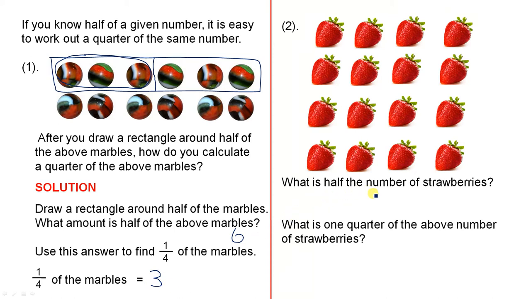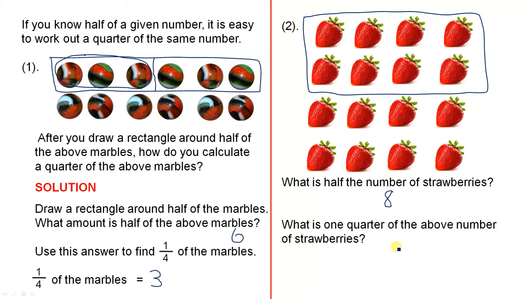What is half the number of strawberries? Now let's look at these strawberries here. Let's try and work out half of them. Well, if we count them, 4, 8, 12, 16. So if we draw a rectangle here, we have just found half the number of strawberries. Okay? So that's half the number of strawberries. So if we count those, 2, 4, 6, 8. So that answer is 8.